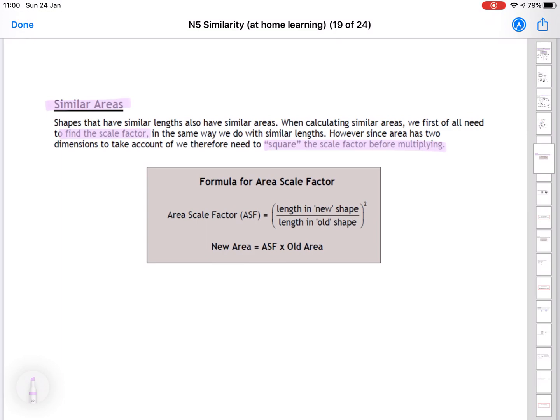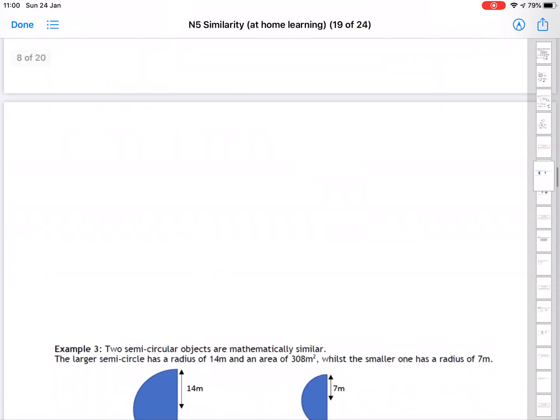So we just find the scale factor as we were before. If it's enlargement scale factor, it's big over small of the pair of sides that correspond. If it's reduction scale factor, it's small over big. And then all we do is we square it for area scale factor. Then to find the area of the new shape, we just multiply that area scale factor by the area of the original shape. So let's look at a couple of examples.